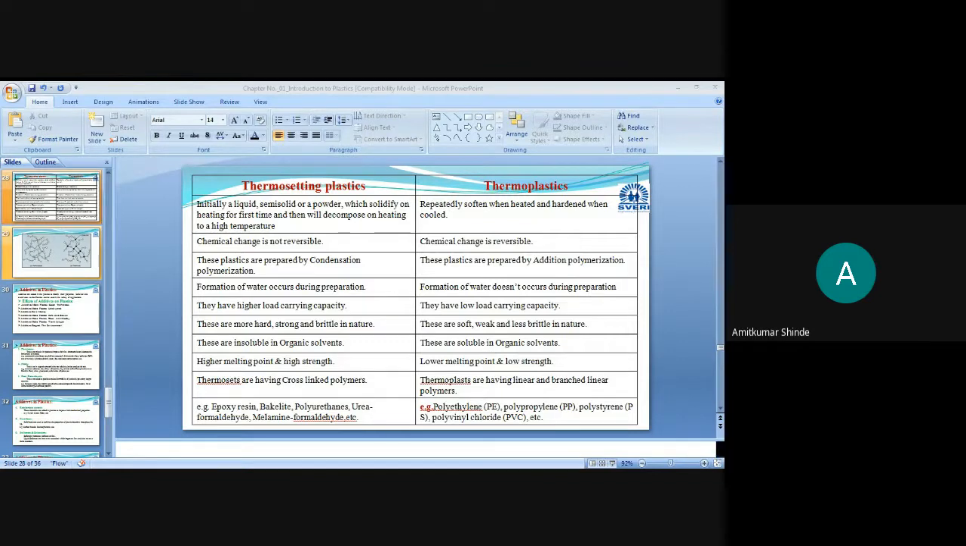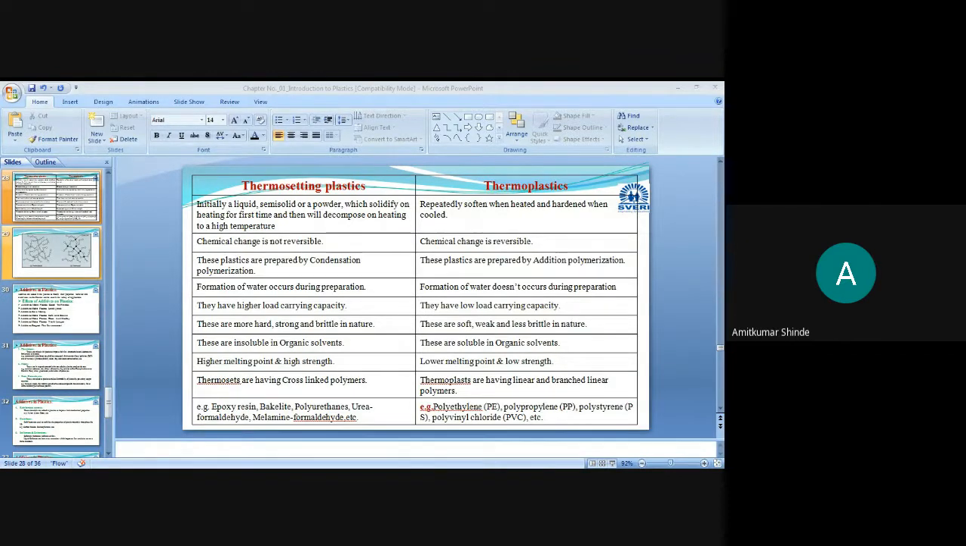This is the first differentiating point. Thermosetting material, in short, you can say that this is the effect of the heat. When you heat the thermosetting material, initially they will set and become hard, and if you continue the heating, they will decompose. And in case of the thermoplastics, after heating they will become soft, and after cooling they will become hard, and you can do this process again and again. This is the first differentiating point, the effect of heat.